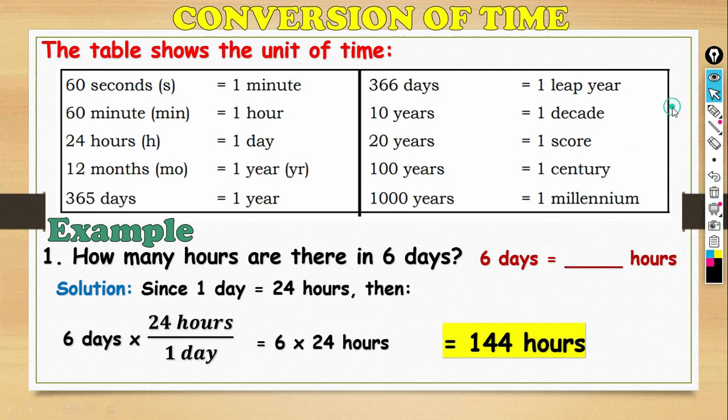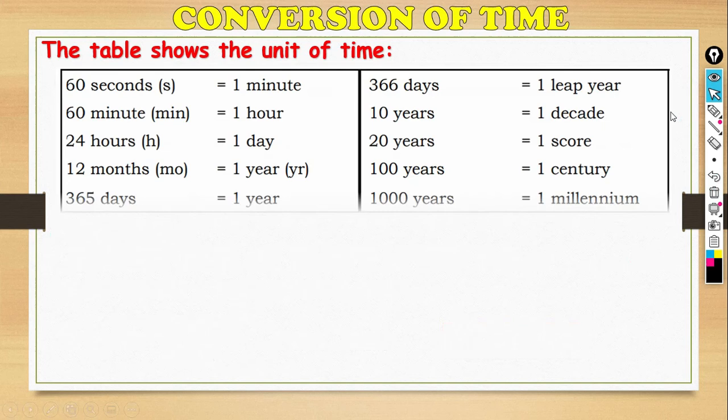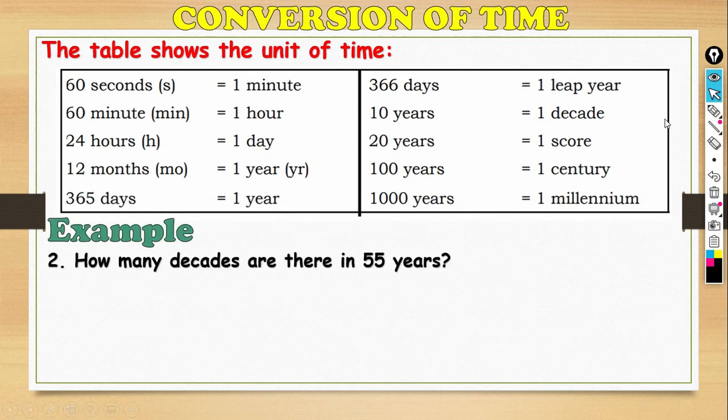We have number 2 example. How many decades are there in 55 years? So, 55 years equals blank decades. So, alin dyan ang gagamitin natin? Sa table, we have years and decades. Ayan. So, sabi dito, we have 10 years equals 1 decade.